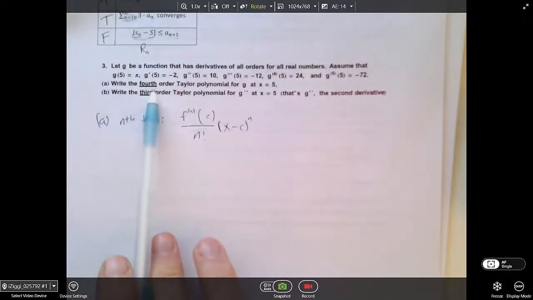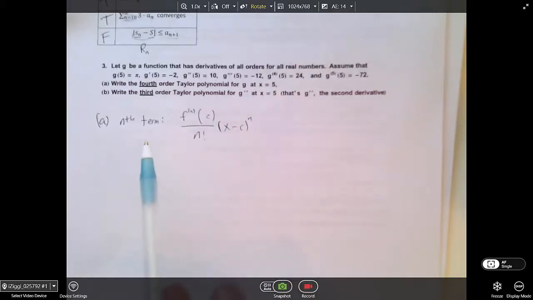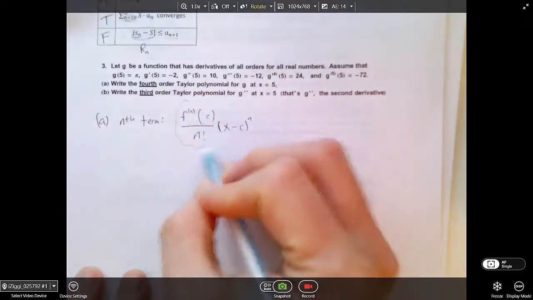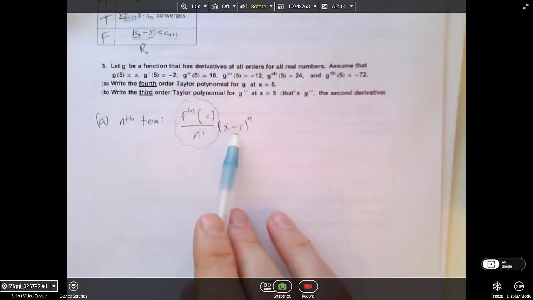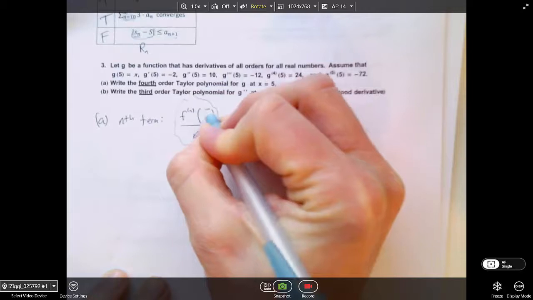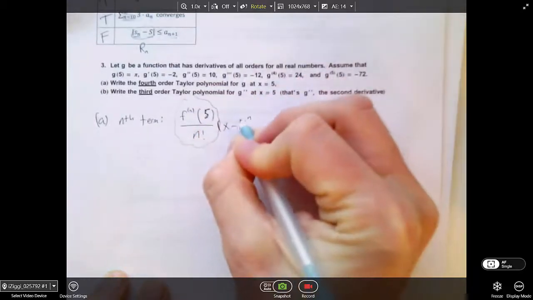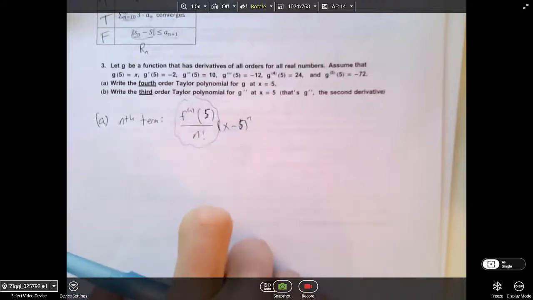And so now it's asking us to write the fourth order Taylor polynomial centered at x equals 5, or around x equals 5. So remember, the nth term for a Taylor polynomial is the nth derivative evaluated at the center over n factorial. So that's the a sub n coefficient. And then the term itself is x minus the center to the nth power. So in our case, the center is 5. So all our terms are going to be some number times x minus 5 to the n.